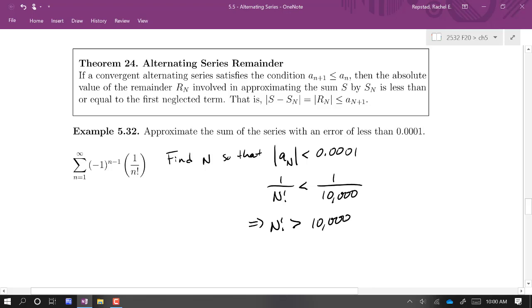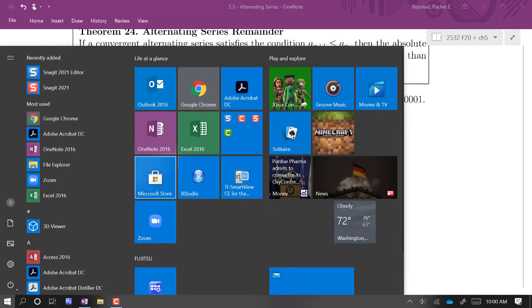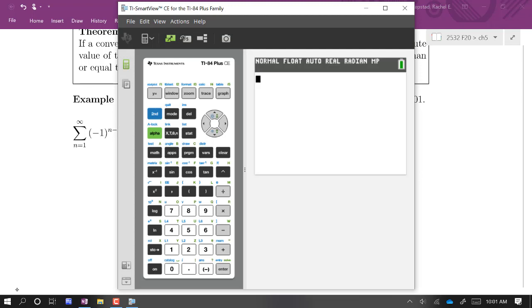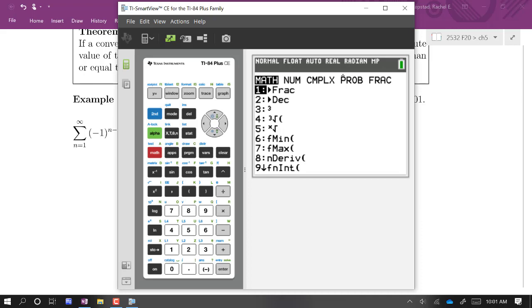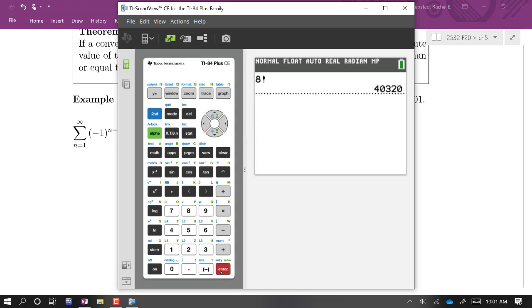So if I just compute n factorial for different values, 5 factorial is 120, 6 factorial is 720. They need to be a little bit bigger than that. Let's see, what is 8 factorial? Let me open my calculator. Your calculator can compute factorials. They're in the math menu. So let's say I want to find out what 8 factorial is. I hit 8, I go to math, and then over to the prob or probability menu, and it's option 4 here. So that's 40,000. Let me check 7 factorial.